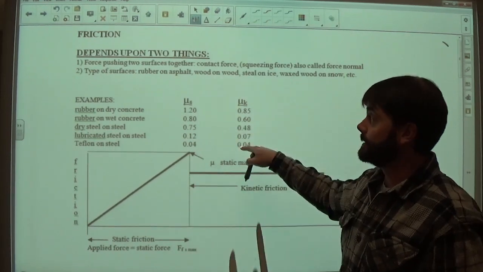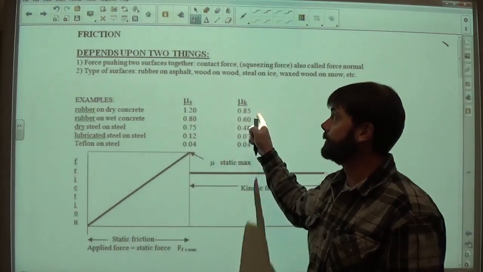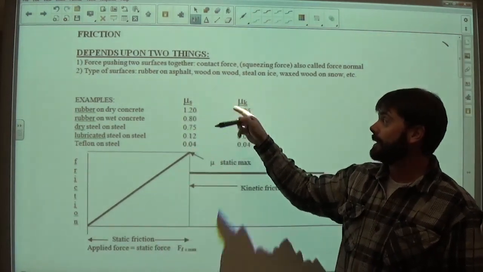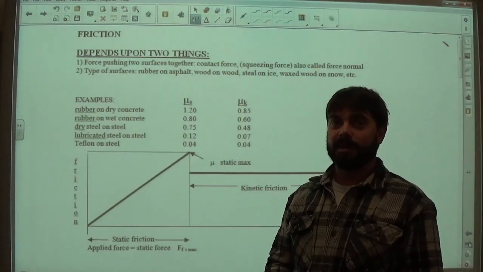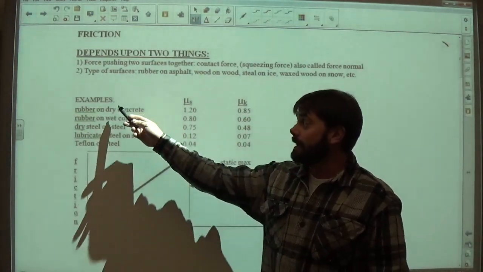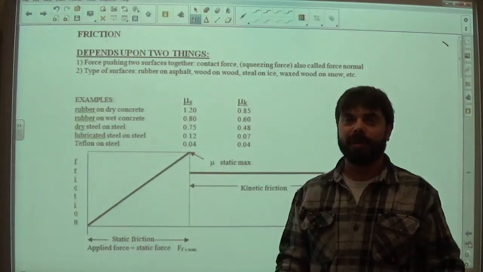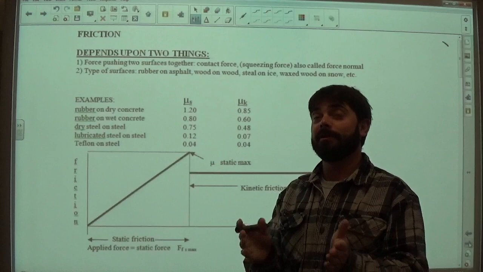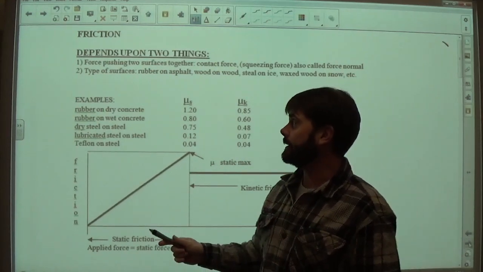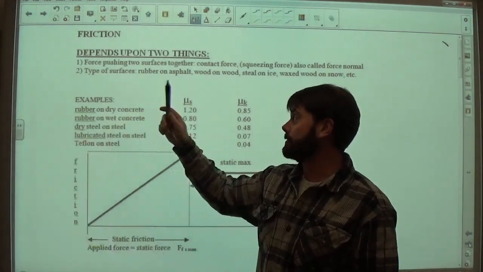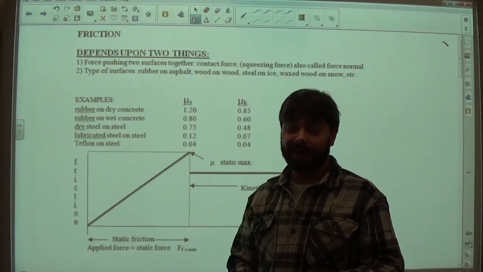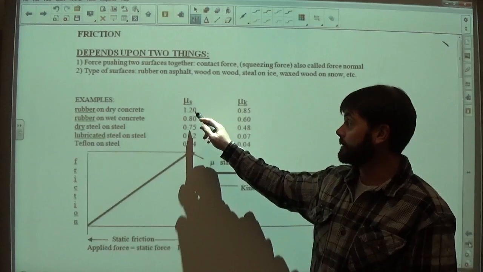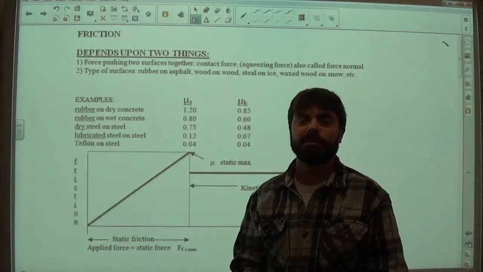So here are some examples of different measurements of mu. Remember this mu symbol here, that's how it's pronounced: mu. It varies on the types of surfaces, not just the one surface but the other surface, because remember there have to be two objects making contact with each other. So if you have rubber on dry concrete, which might be like the bottom of your shoe or an automobile tire on dry concrete, it has a static mu of about 1.2.